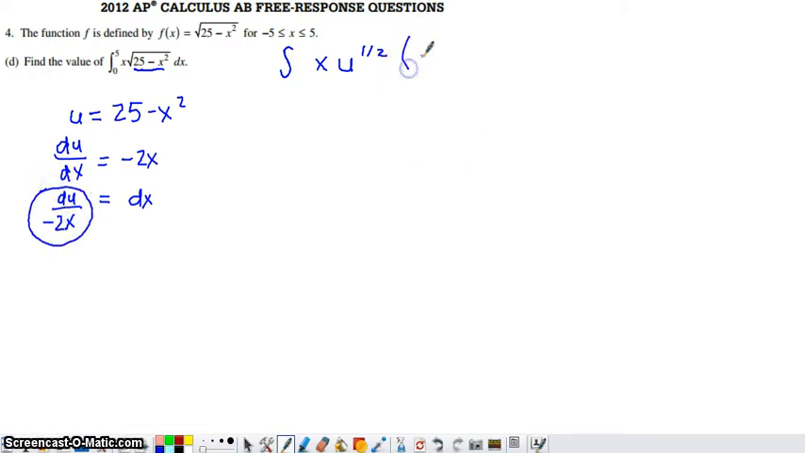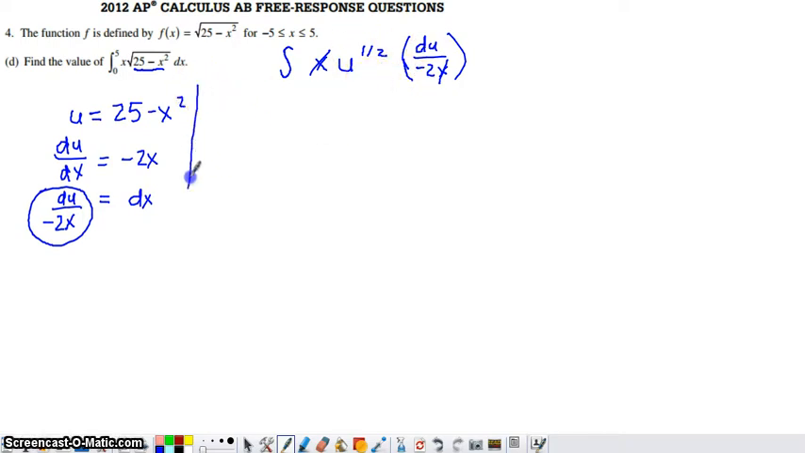So if I put du over negative 2x in place of the dx, the thing that tells us that u substitution is going to be successful is that there's an x here in the numerator and an x here in the denominator that cancel with each other. We're now going to have an integral that just depends on u's.